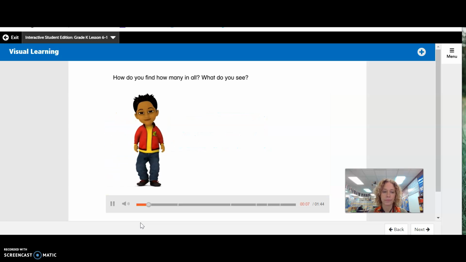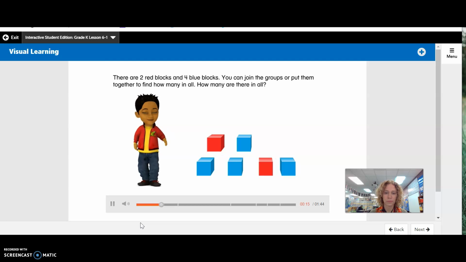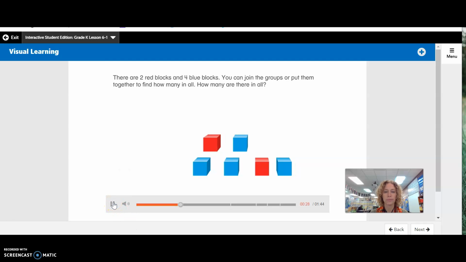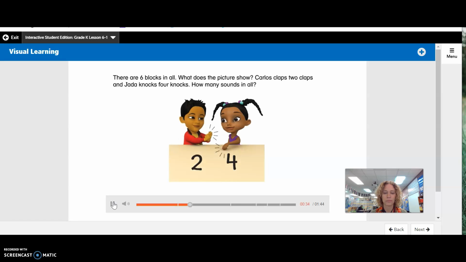How do you find how many in all? Let's find out. What do you see? There are 2 red blocks and 4 blue blocks. You can join the groups or put them together to find how many in all. How many are there in all? There are 6 blocks in all. What does the picture show? Carlos claps 2 claps and Jada knocks 4 knocks. How many sounds in all? There are 6 sounds in all.